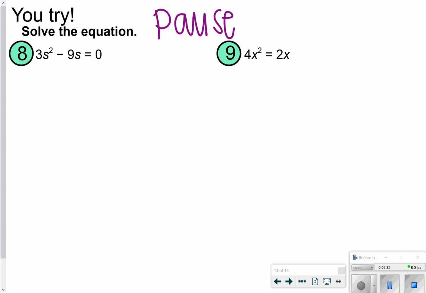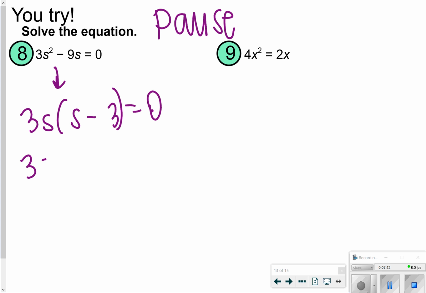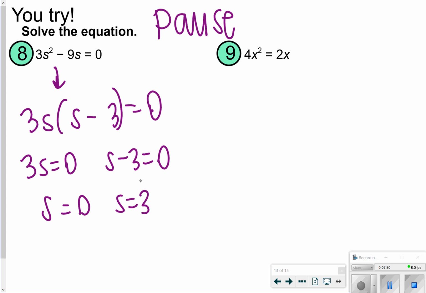So for number 8, I'm going to go ahead and factor out 3s. So I'm going to have s - 3 is equal to 0. And then set them equal to 0. So 3s is equal to 0, s - 3 is equal to 0. s can be equal to 0, or s can be equal to 3.